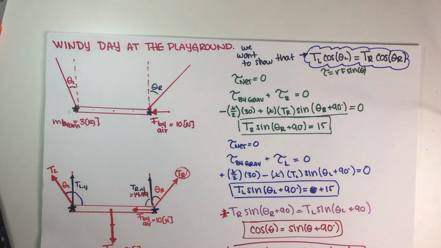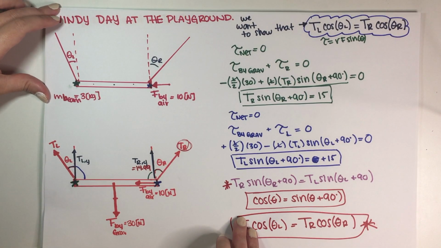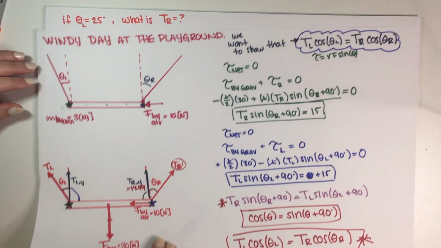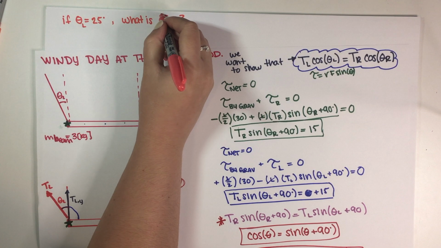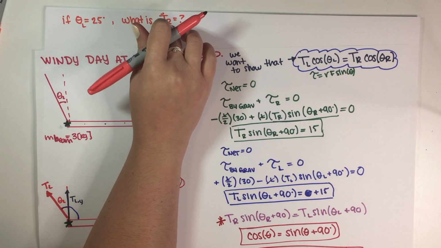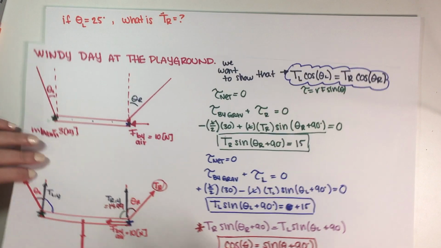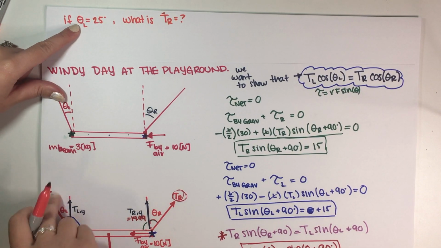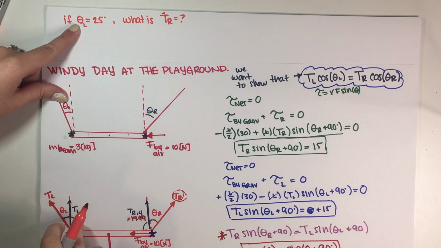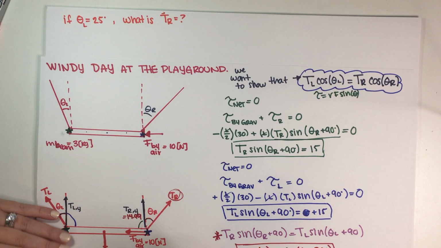But anyway, the second part of this problem is asking us, now that you have this relationship, if the left angle is exactly 25 degrees, then what is the vector T on the right? The first thing that we have to do in order to solve this problem is to use this information in order to completely figure out both the x and the y components of TL. So let's just go ahead and do that.